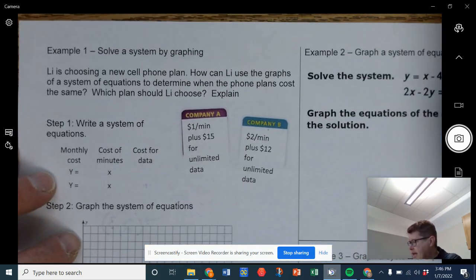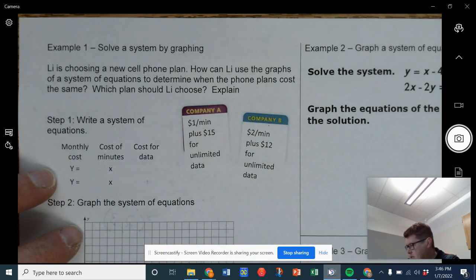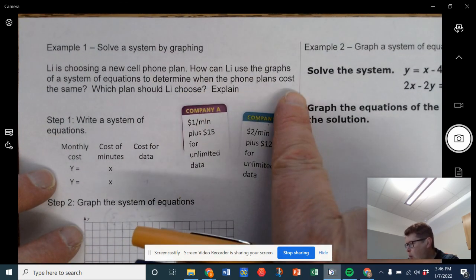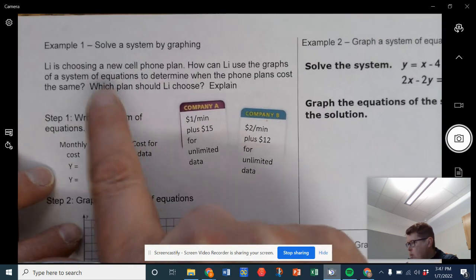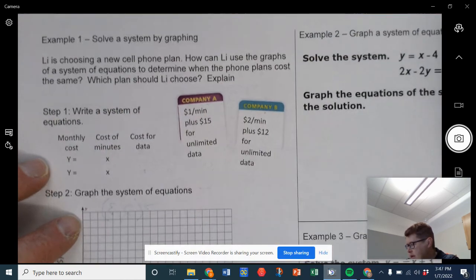Lee's choosing a new cell phone plan. How can Lee use the graphs of a system of equations to determine when the phone plans cost the same? Which plan should Lee choose, and explain?